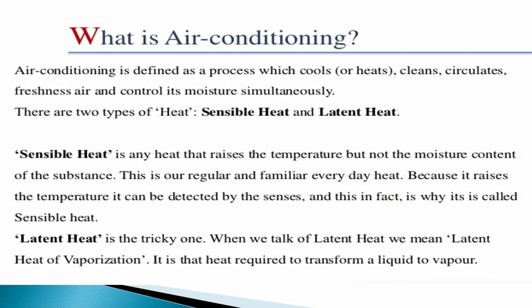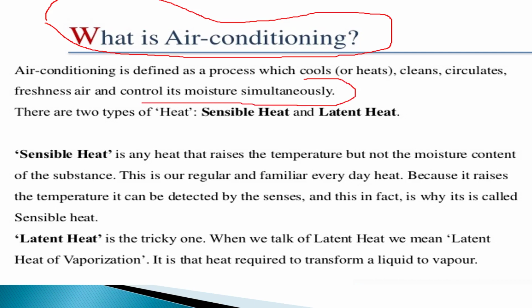Now, air conditioning. What is air conditioning? It is defined as a process which cools, cleans, circulates fresh air and controls its moisture simultaneously. So that's how we can define air conditioning. Actually, it is done in order to provide comfortable living conditions for human beings.